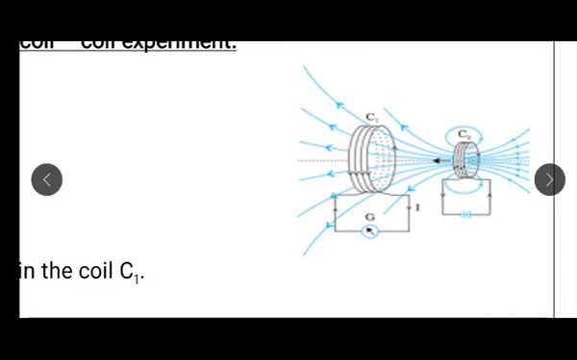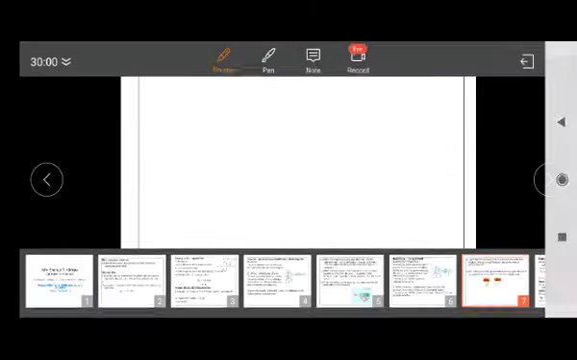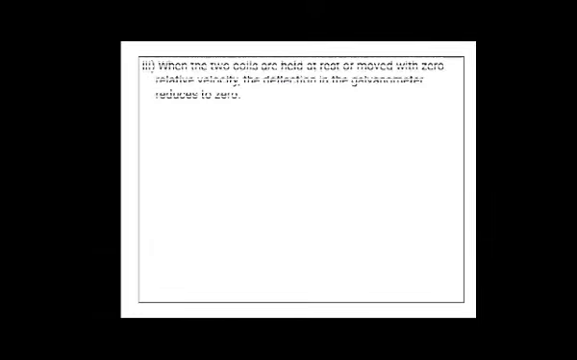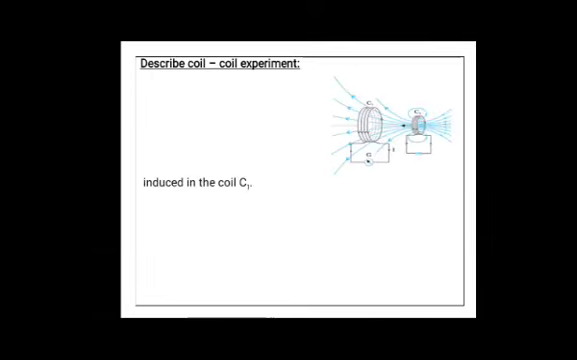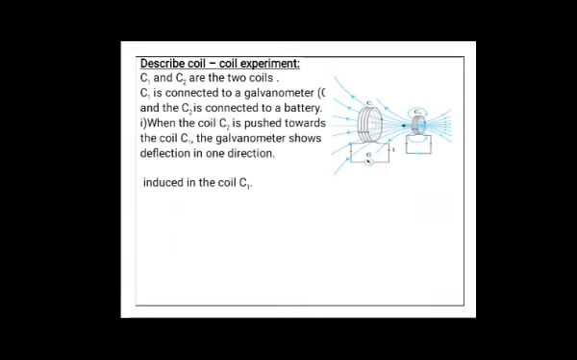Now take another coil, that is C2. For that you have to connect the battery. So for one coil you have to connect a galvanometer, and for the other coil you have to connect the battery. Now what you have to do? C1 and C2 are two coils. C1 is connected to the galvanometer and C2 is connected to a battery. When the coil C2 is pushed towards C1, means what?